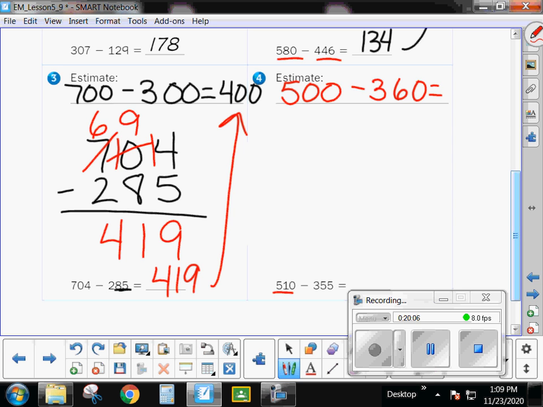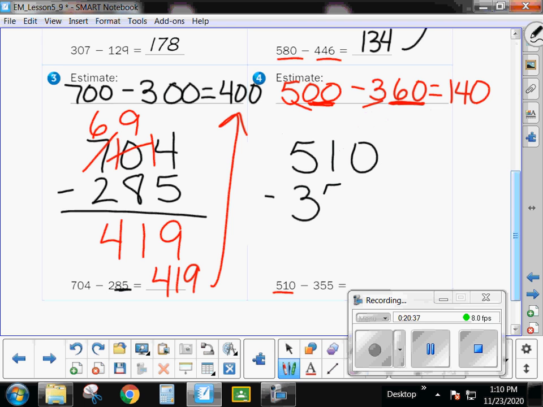When you're rounding to the nearest tens, you'll get closer to the real answer. When you round to the nearest hundreds, it'll be easier. All right, so let's do my 500 minus 300, which gives me 200. Now I don't have anything here, so I'm just going to subtract the 60 from the 200. So 200 minus 60, my answer should be close to 140. All right, I'll go ahead and stack my problem up.